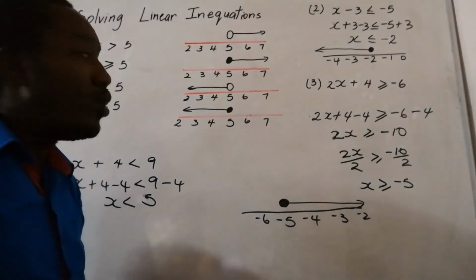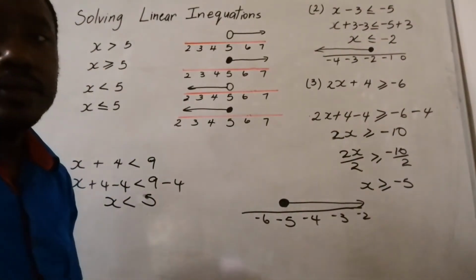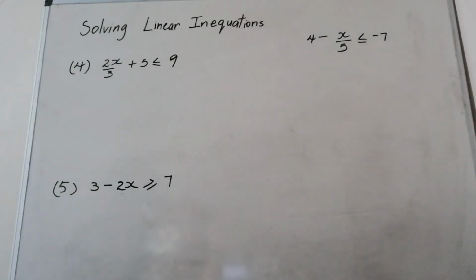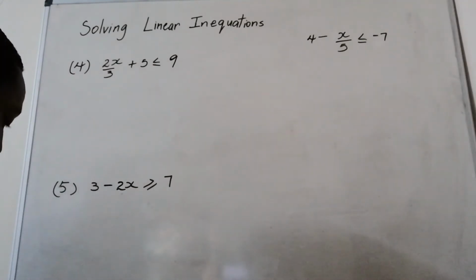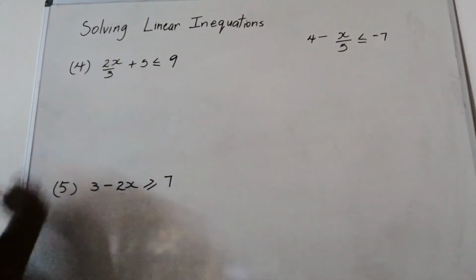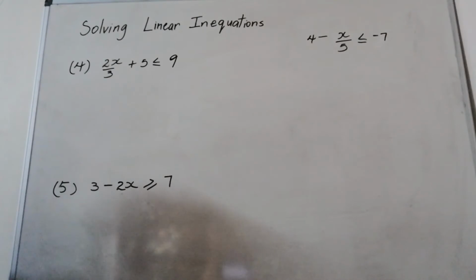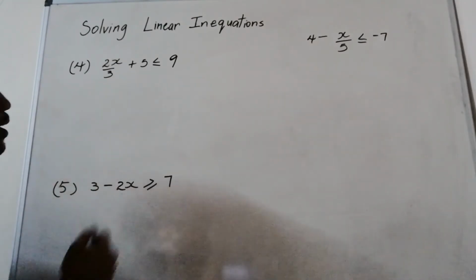Now, we're going to do some more examples. Okay, let's look at these examples. And when we finish, we're going to be drawing our number line to represent our answer. So let's go right ahead. First, we need to get rid of our 5. And since our 5 is adding, we need to subtract.